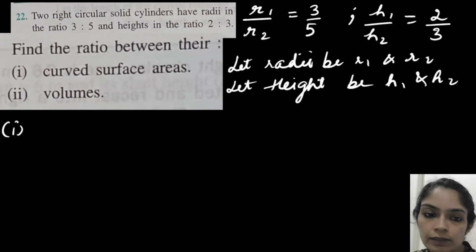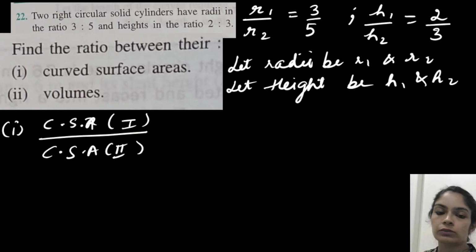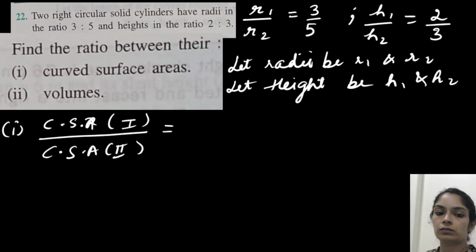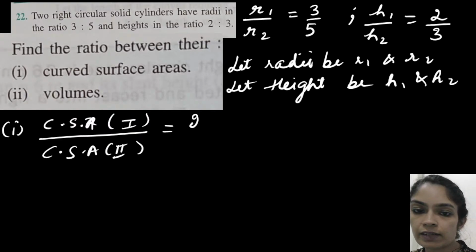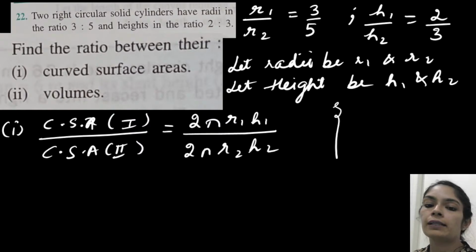So first of all, I'll just write the curved surface area of the first cylinder to the curved surface area of the second cylinder. Ratio means fraction only. So their curved surface areas fraction we have to find. It's very easy. So we can just substitute their formula. So the curved surface area of a cylinder is 2 pi R1 H1 and 2 pi R2 H2. Remember one thing.